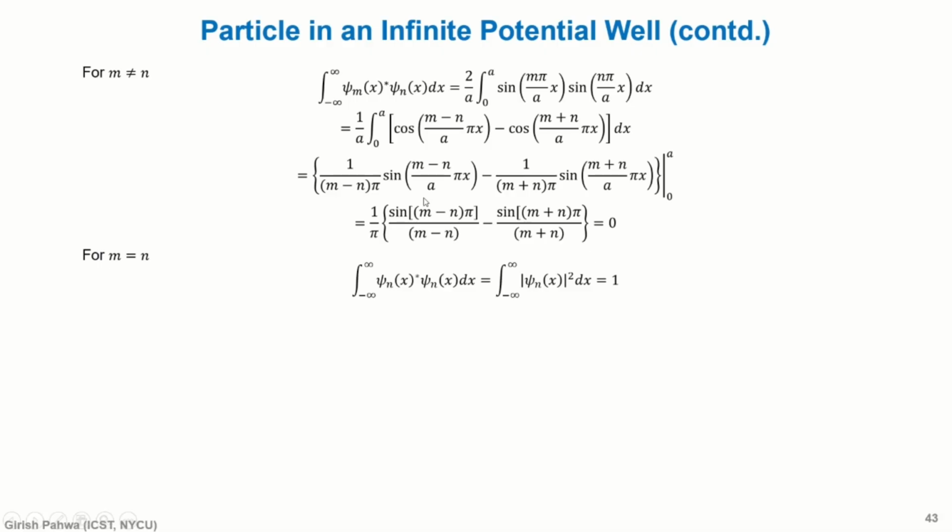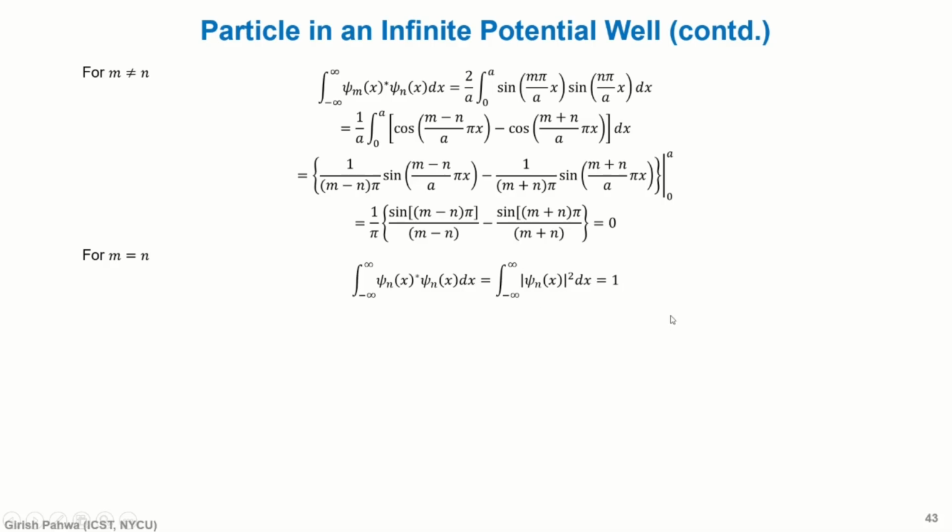So this integration from minus infinity to infinity of psi m star psi n, if you simplify that, we get 0 when m is not equal to n. What happens when m is equal to n? We can't use this formula, because if we use m equal to n here, it is going to blow up. Let's calculate it directly. It means I am talking about psi n star and psi n. What is psi n star into psi n? Mod psi n square dx, and we know that that quantity is equal to 1.